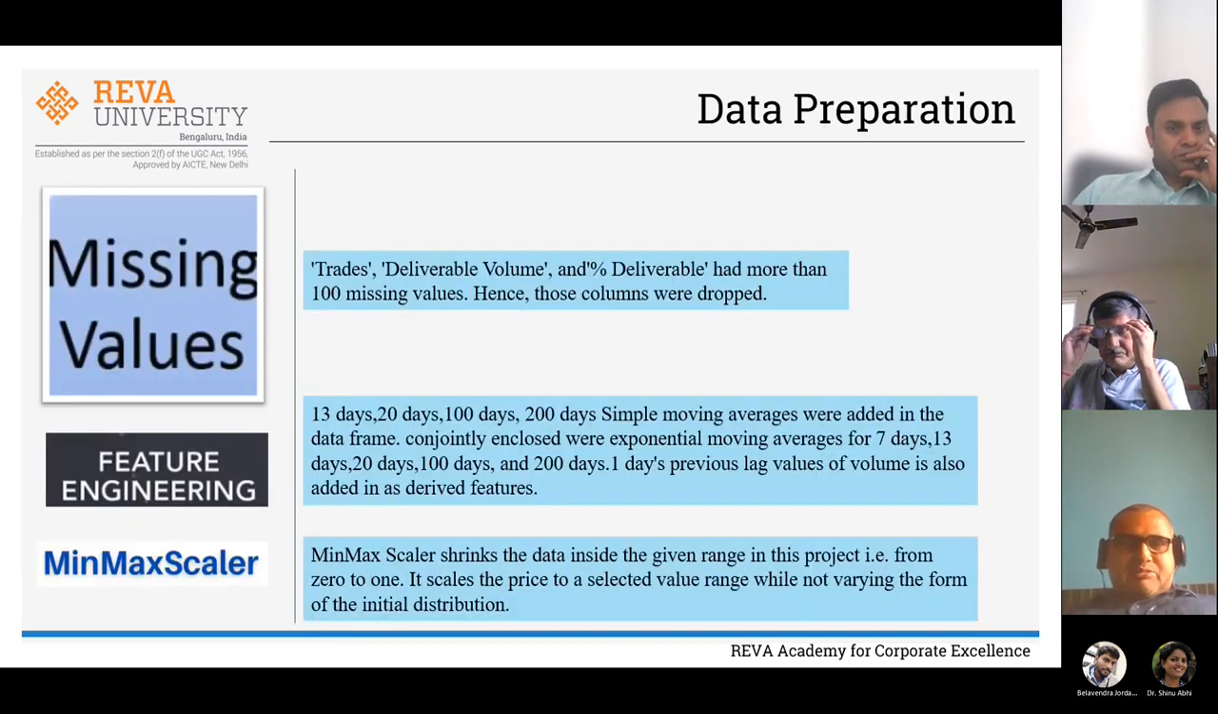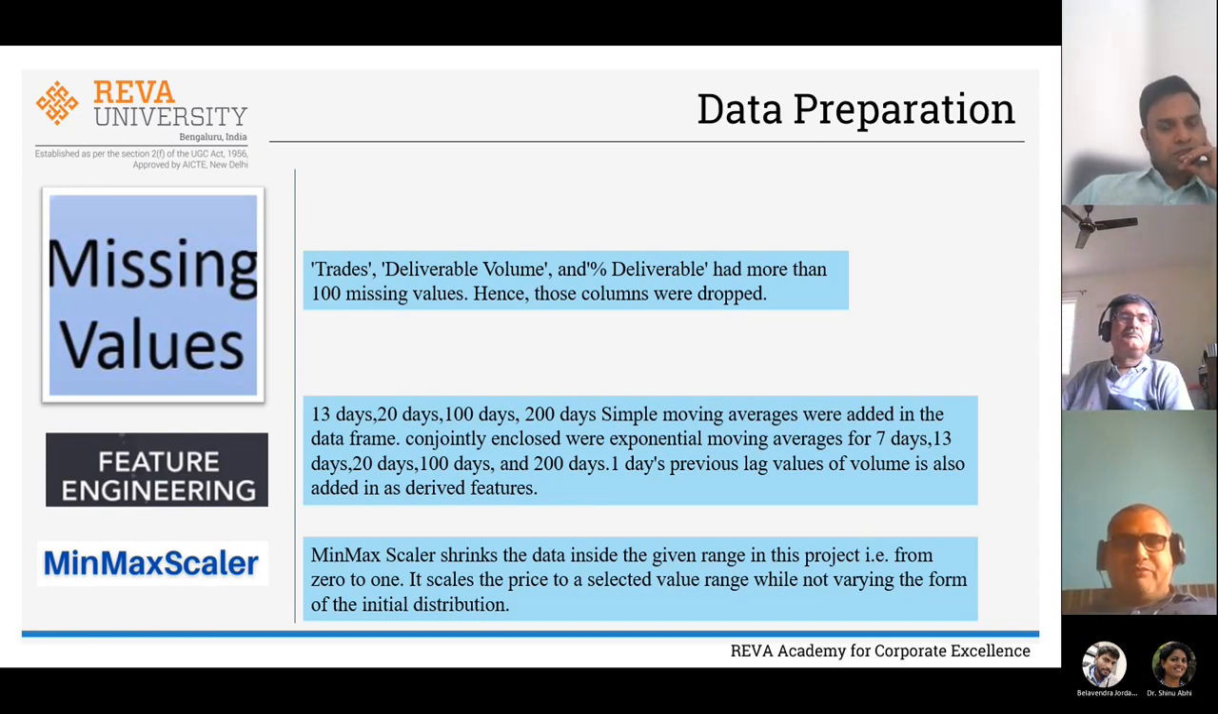Then some of the steps that we have taken in data preparation. We have handled some missing values. Some of the columns, like trades and delivery volume, had more than 100 missing values. We dropped those. We could have used mean, median, or mode computation, but that would not have given me the correct data distribution, because the number of missing values was large.